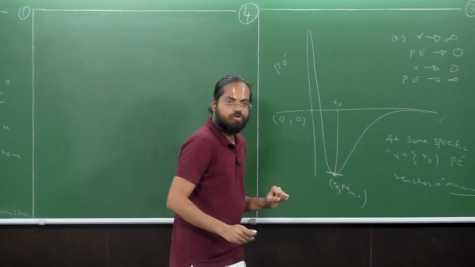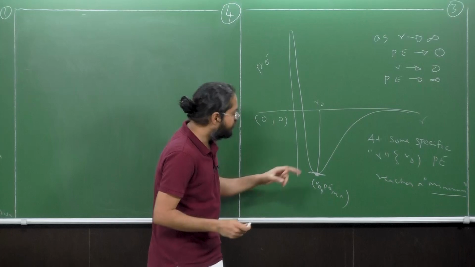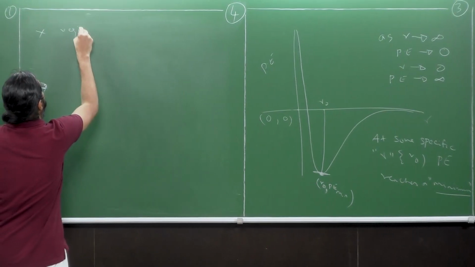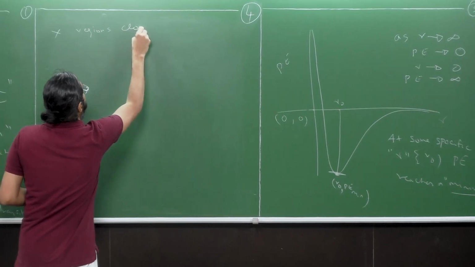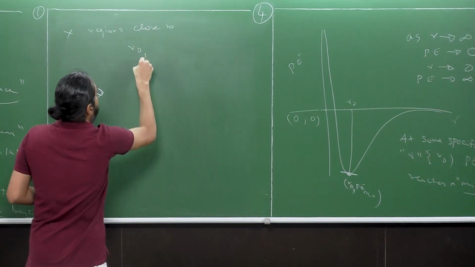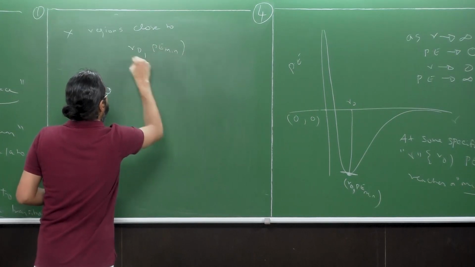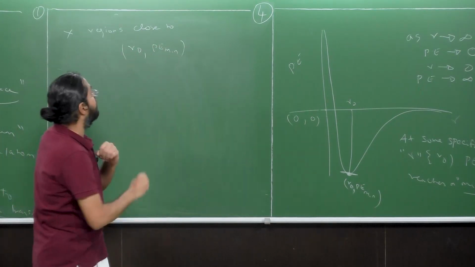In the region close to R naught and PE min, we can actually get experimental data.